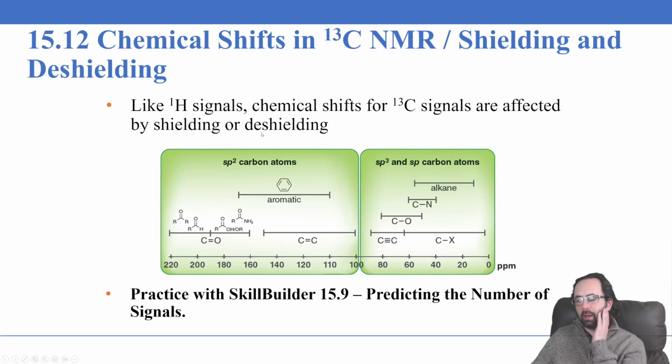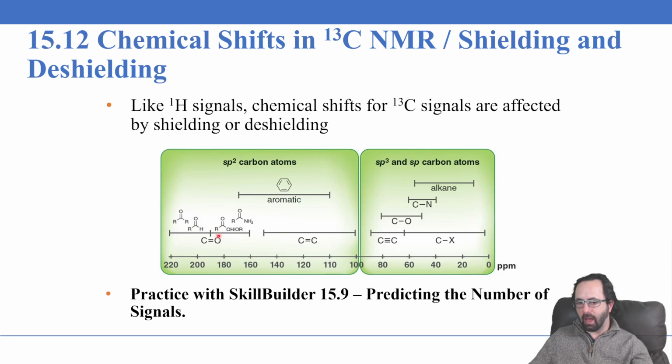Like the proton NMR signals, chemical shifts for carbon signals are affected by shielding and deshielding. Generally, a carbon that's part of a carbonyl is attached to a very electronegative atom. It's also got electrons participating in pi bonding, giving an anisotropic effect. So it's going to be aldehyde and ketone carbons that have the greatest chemical shift.